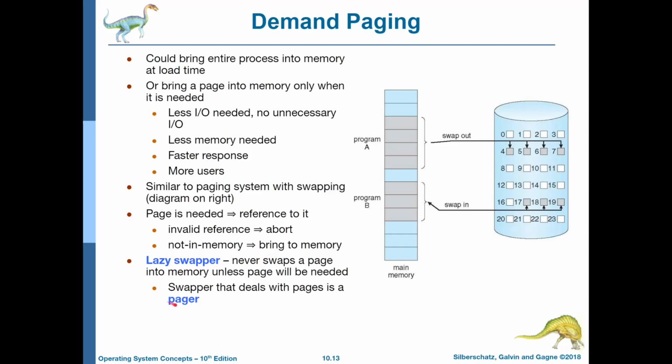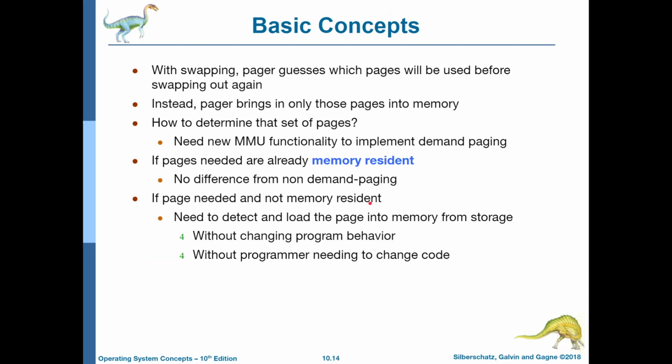Now, the swapper is generally called the pager in most operating systems. So let's go ahead and see what we can do with the pager. Some of the things a pager will do is guess which page will be used before swapping out. So if we have a program in memory and some of those pages of that program have not been executed, the pager may want to swap those particular pages to disk.